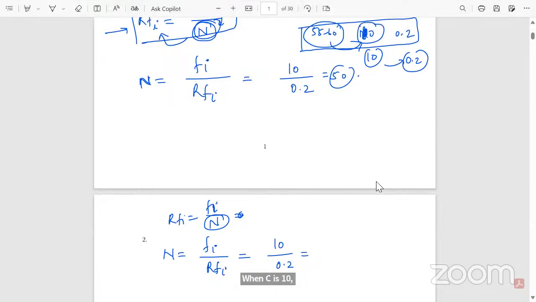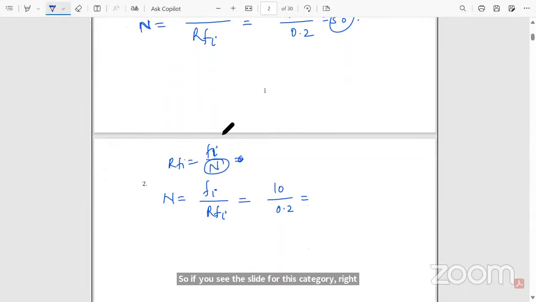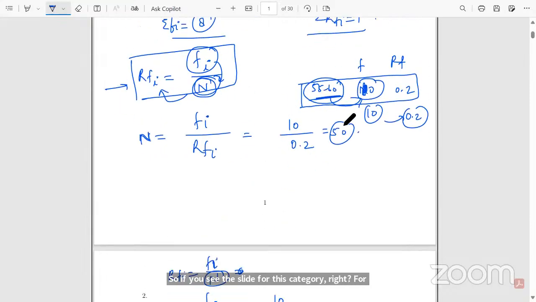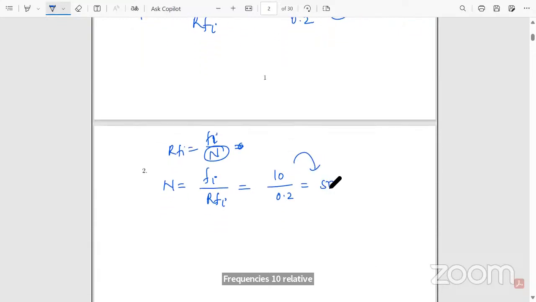So if you see in the slide, for the category of marks 55 to 60, the frequency is 10 and the relative frequency is 0.2. If you solve this, you will get 50. So 50 will be the answer for this question.